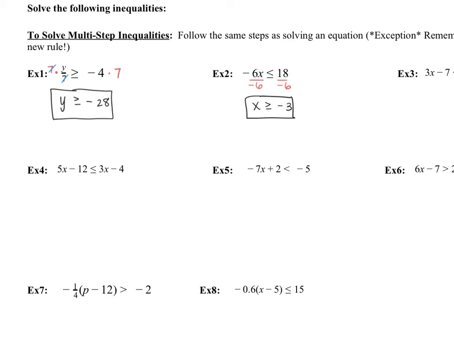If there's more than one step, you're going to use reverse PEMDAS to get your variable isolated, and remember, if there's variables on both sides, you want to collect those variables on one side before you continue. Pause the video, try examples 3 through 6, press play when you're ready to check your answers.